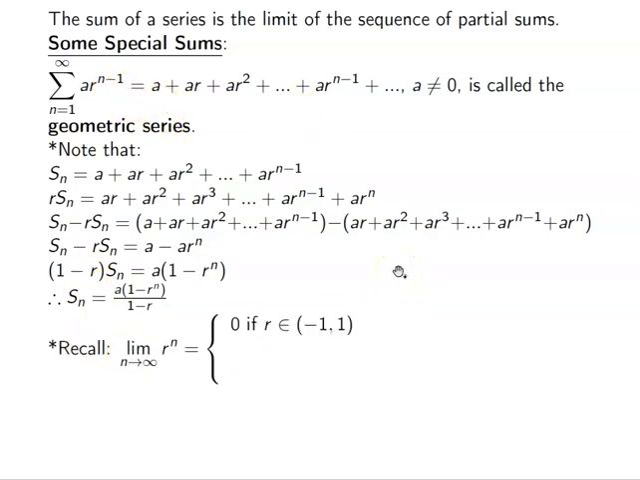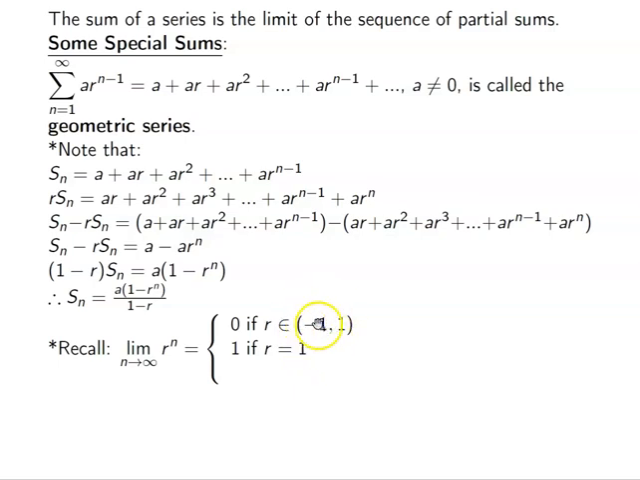So let's recall some information about our geometric series. We looked at the geometric sequence in the last video. The limit as n goes to infinity of r to the n is 0 if I'm between -1 and 1, because small values will continue to get small as I take their powers. If r is equal to 1, then my limit is just equal to 1.